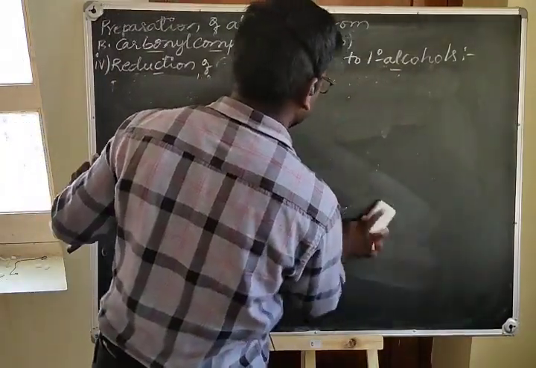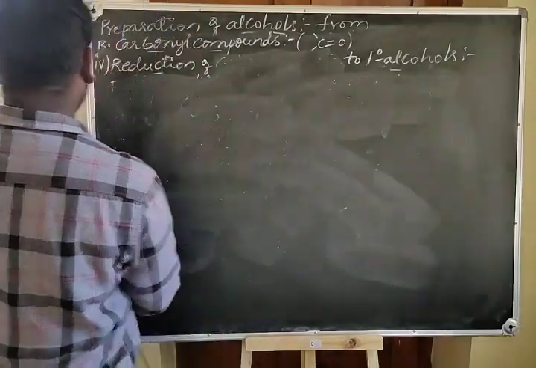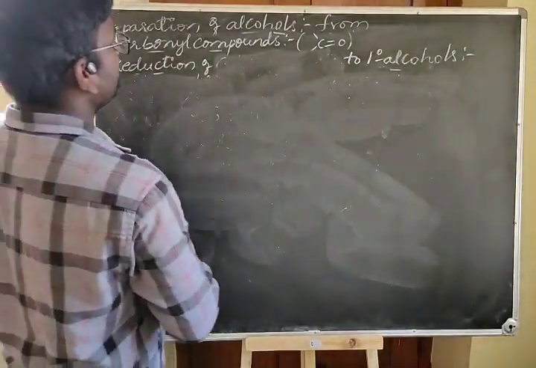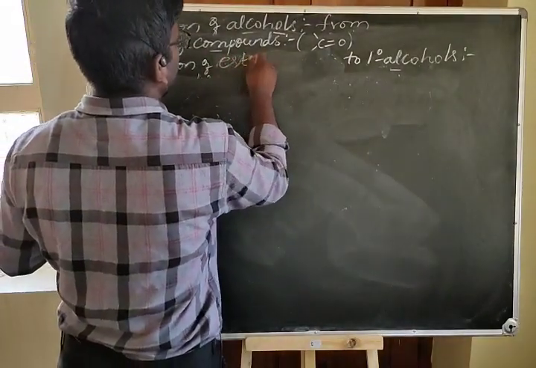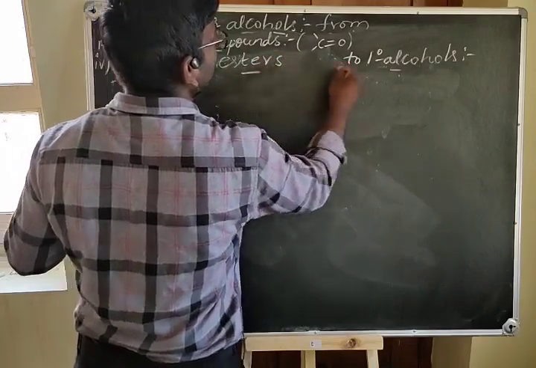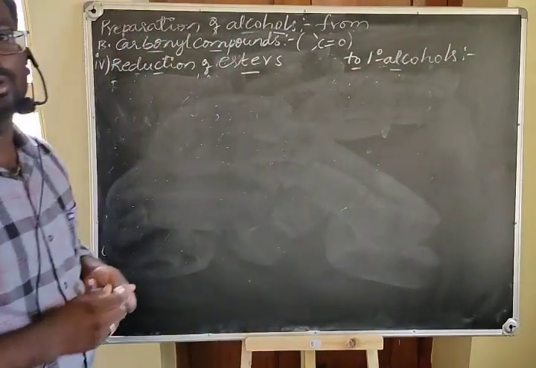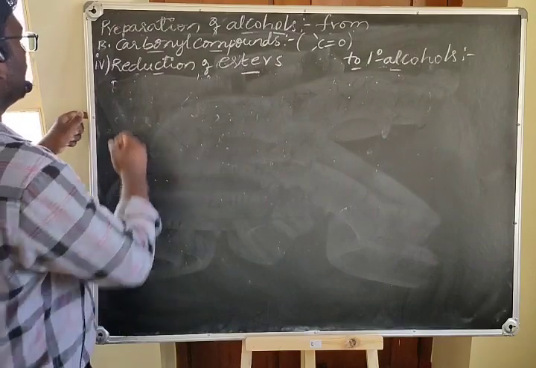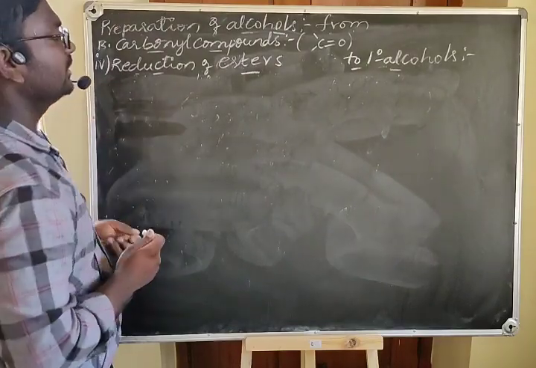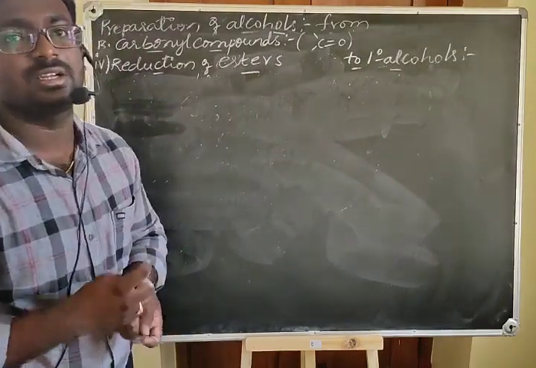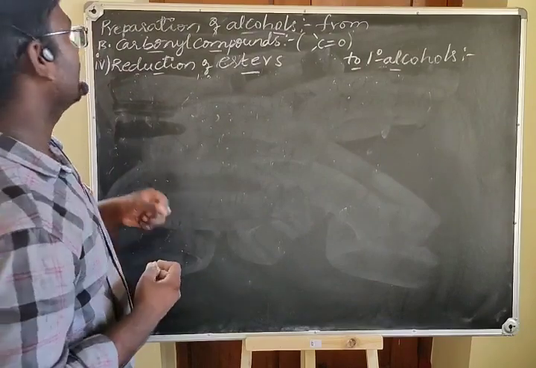Okay, let's consider that. Yes, reduction of esters. How do we get the esters? Again from the carboxylic acids only. Carboxylic acids are converted into the esters. Esters are converted into the primary alcohols.